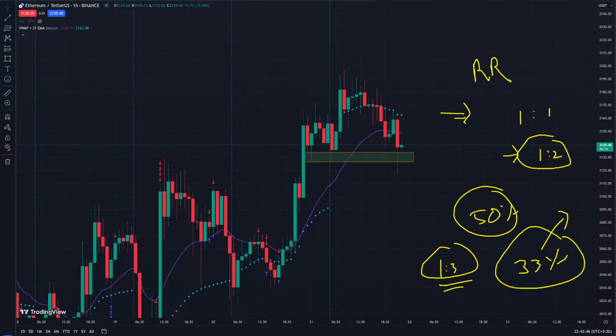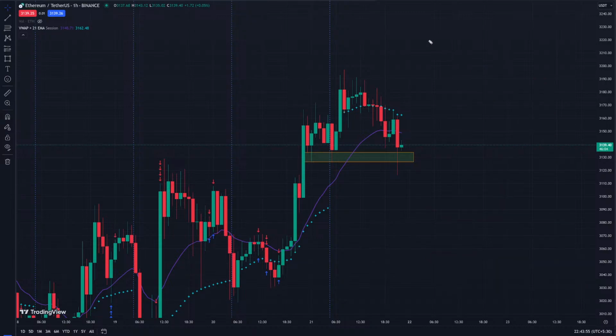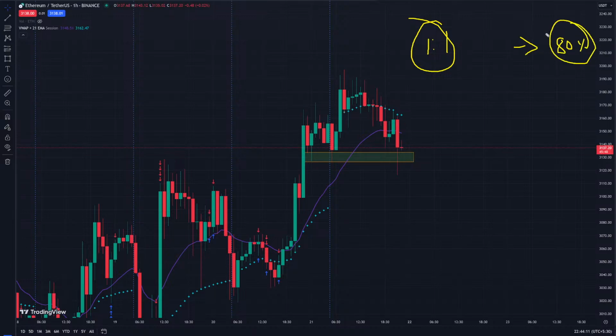Now you need to understand that this RR ratio and your accuracy rate are very proportionate to each other. For example, if my RR ratio is small, like 1 is to 1, the accuracy rate automatically increases. I don't know if you have noticed this, but if you are playing at 1 is to 1, then your accuracy rate goes up to like 80%, provided you have backtested all your strategies thoroughly. Then only you can achieve this type of accuracy.